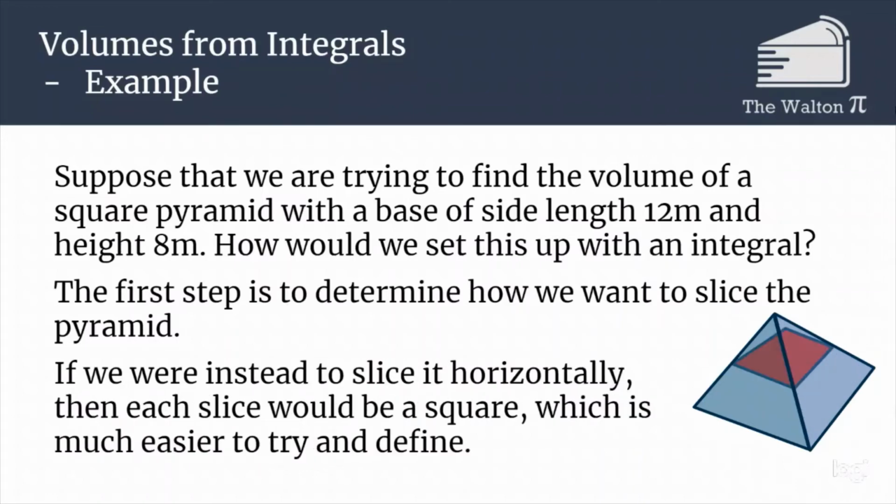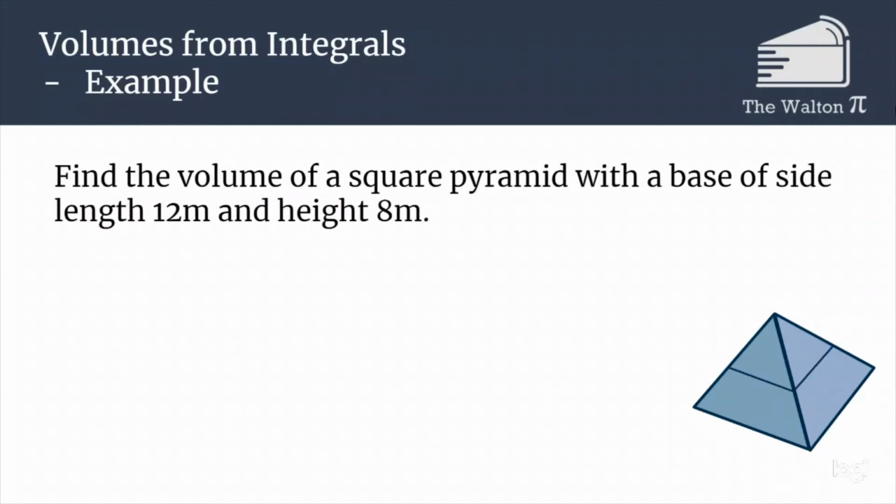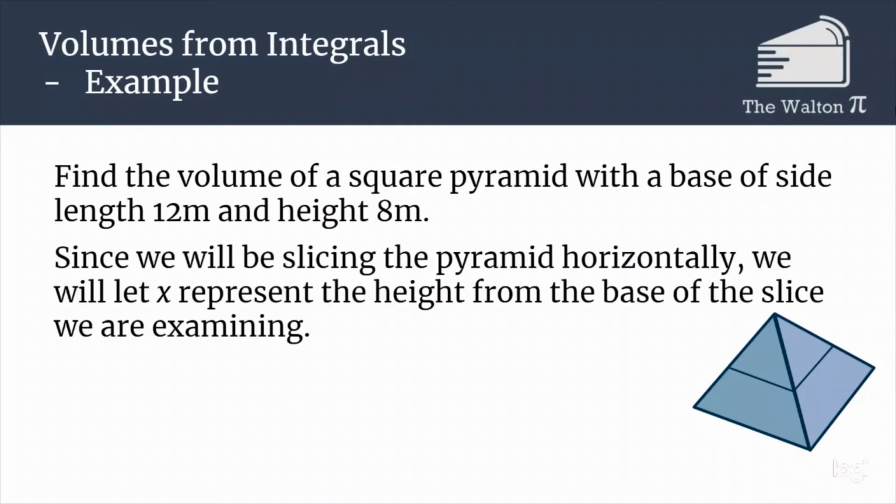So if we were to instead slice it horizontally, each slice is going to be a square, which is a lot easier to define than a trapezoid. Doing it with the trapezoid wouldn't be wrong, it just would not be quite as easy as doing it with the square. So what we would need to do is find the volume of a square pyramid with a base of side length 12 and height 8, and so we are going to need to figure out what's the area function of each slice.